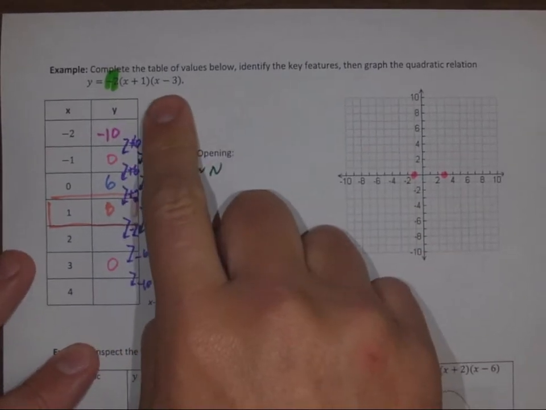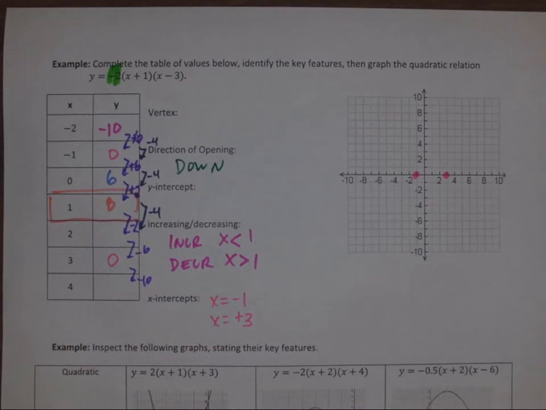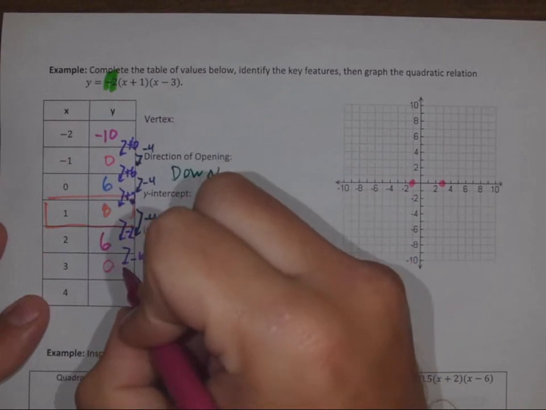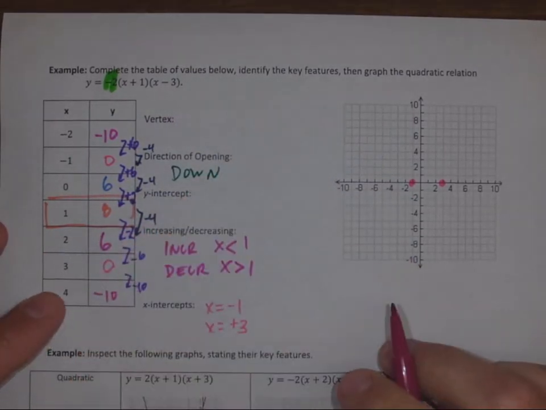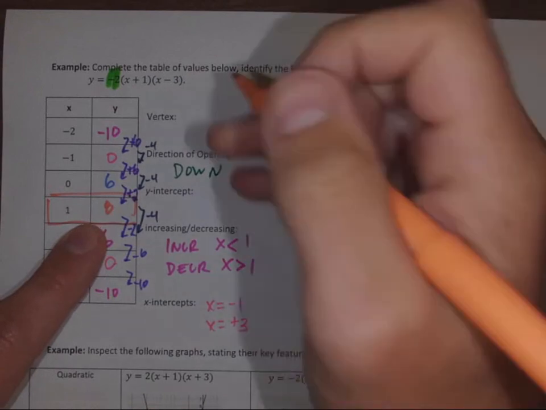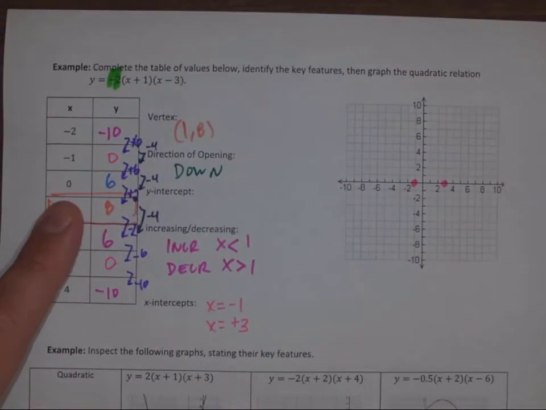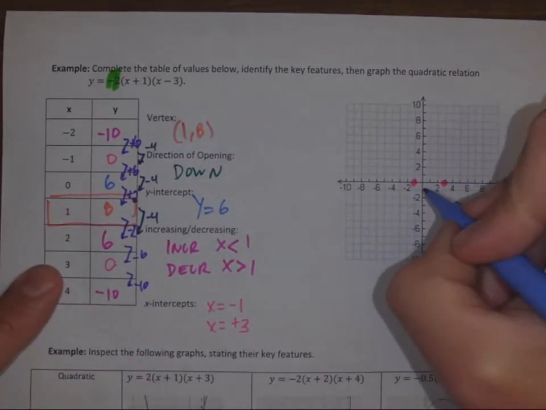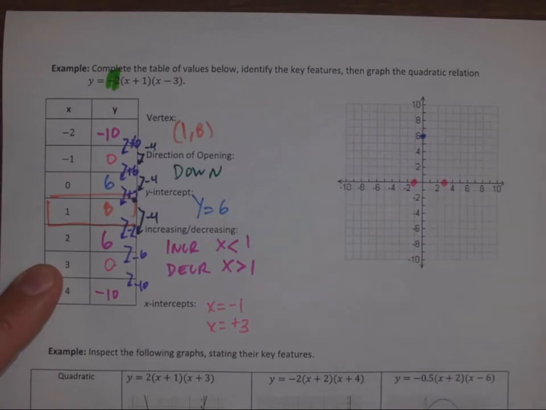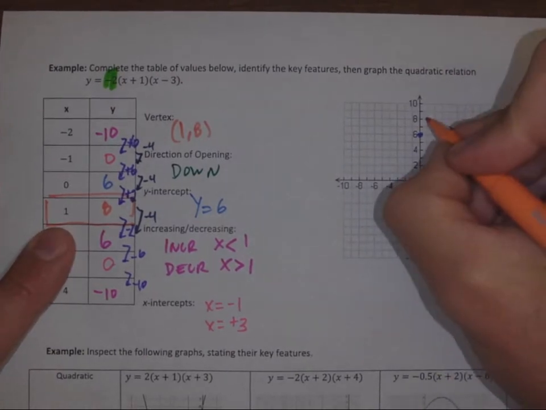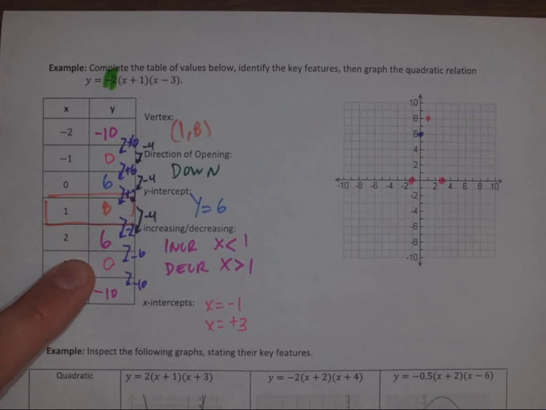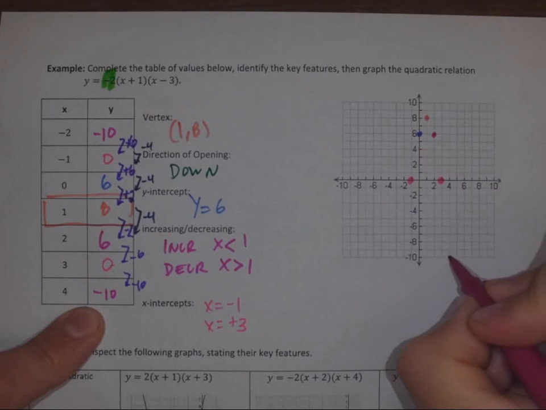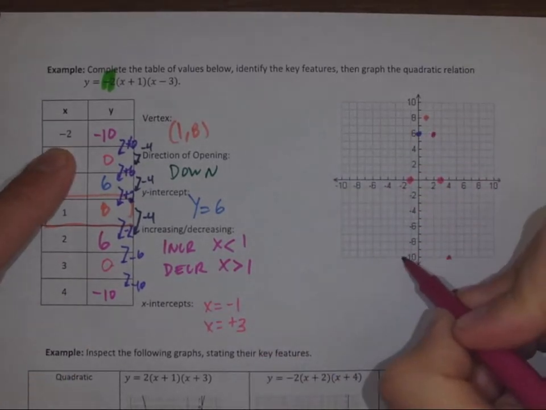So even though I have done some of the math, I'm following the pattern. 8 take away 2 is 6. 6 take away 6 is 0. 0 take away 10, -10. I've got my vertex. I can put that in. (1, 8). Got my y-intercept of 6. And then I can graph the rest of the points. (0, 6). (1, 8). (2, 6). (3, 0), (4, -10). And (-2, -10).